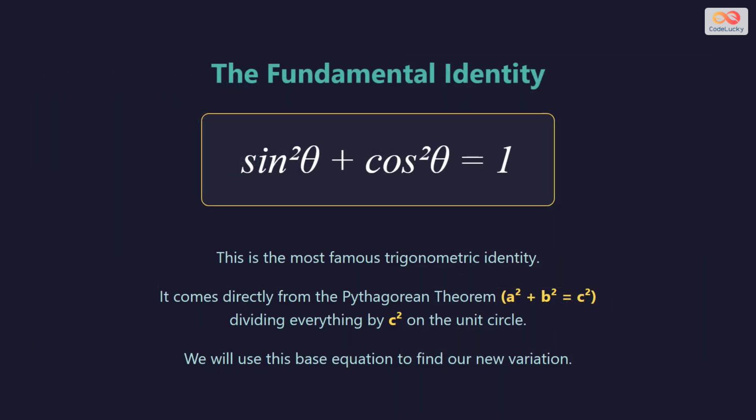From that triangle, we get the most famous equation in trigonometry. Sine squared theta plus cosine squared theta equals 1. This is our starting point. If you know this one equation, you can find all the others without memorizing them.